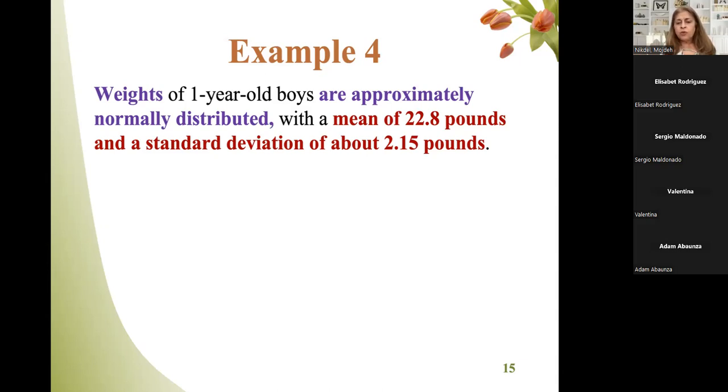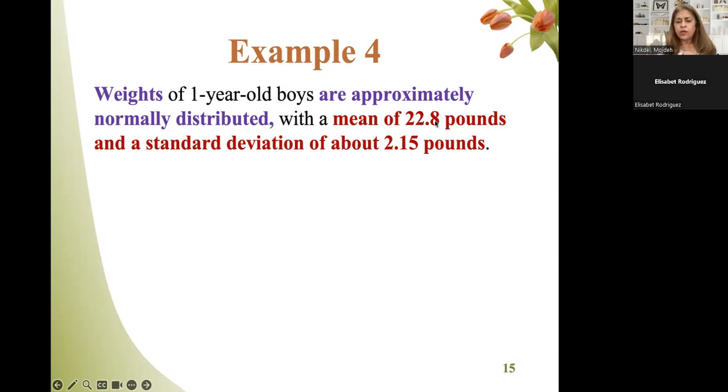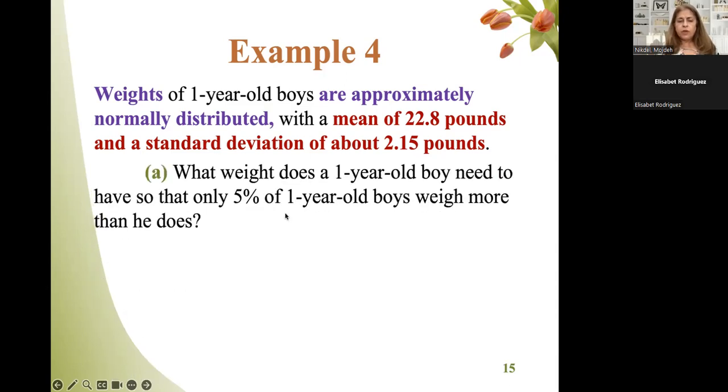Weights of 1-year-old boys are approximately normally distributed. Okay. So X is the weight of 1-year-old boys. It is normally distributed. It means continuous. Why? Because to find the weight of something, you have to use measuring devices. Mu is the mean, 22.8, standard deviation sigma 2.15. What weight does a 1-year-old boy need to have so that only 5% of 1-year-old boys weigh more than he does?